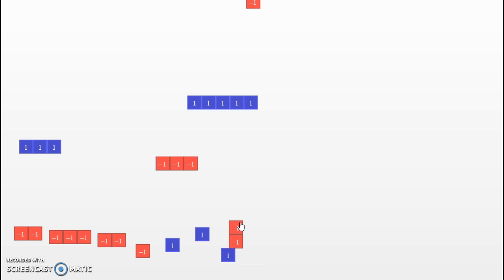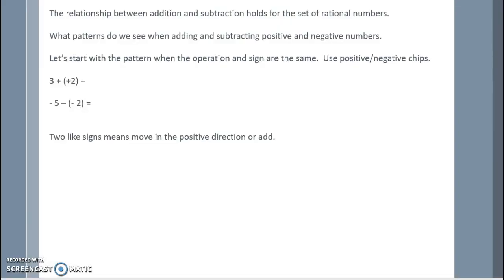And when I have 3 add a +2, I'm left with 5. So in both instances, I see that I'm actually adding. Two like signs mean we move in the positive direction or add.